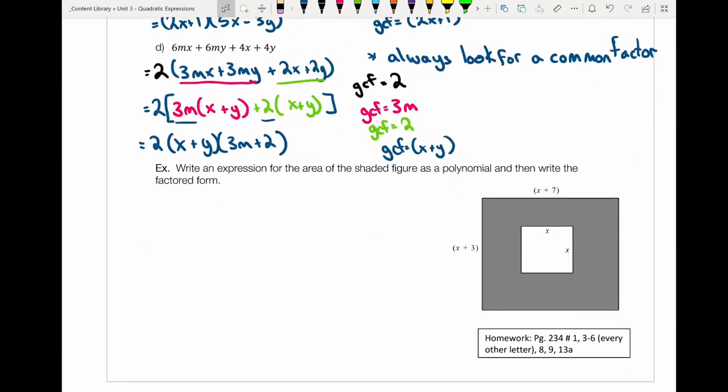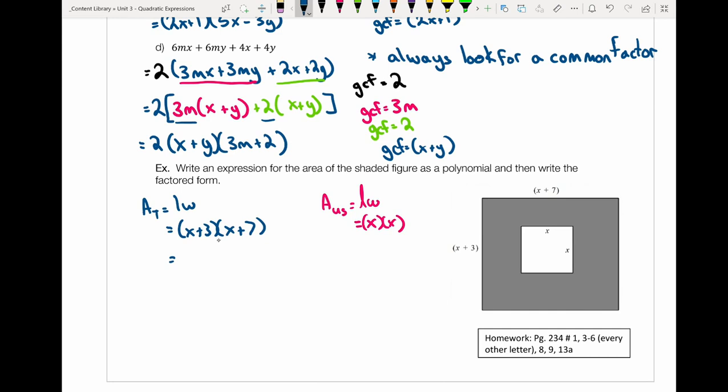So lastly, we want to write an expression for the area of the shaded figure as a polynomial, and then write the factored form. So in this case, the area of the shaded figure, so again, we want to find the total area, which is length times width. So in this case, x plus 3 times x plus 7. We want to find the area of the unshaded, length times width, or x times x. And that's where we're going to start.